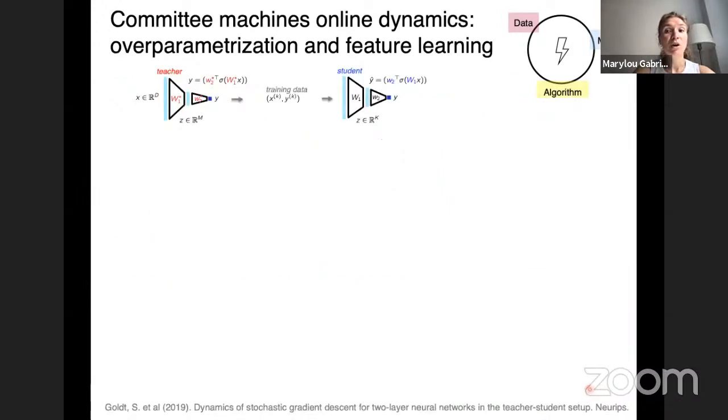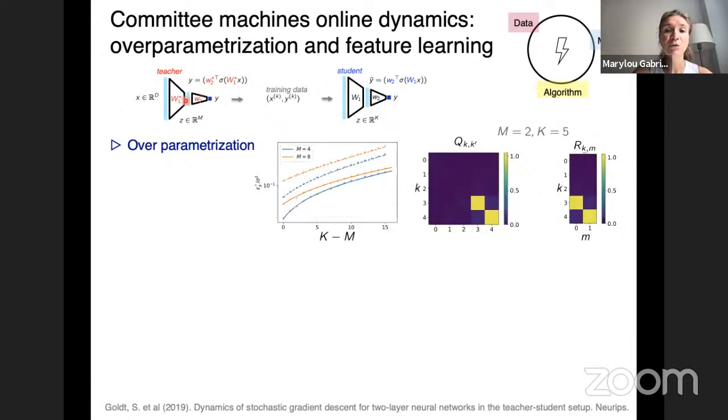So now we can also go further and look at what's the role of overparameterization and feature learning. The idea of overparameterizing here will be to have a student that has more hidden units than the teacher. And interestingly, if we are only learning the first layer, what we found, if we look again at those self-overlap matrices and the matrices of overlap between the student and the teacher, is that there's only 2. So here we have a teacher with 2 neurons and a student with 5 neurons.